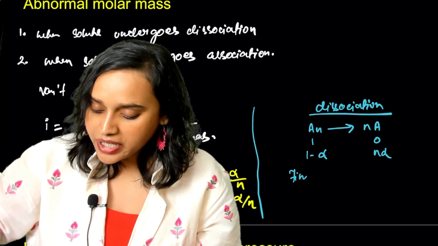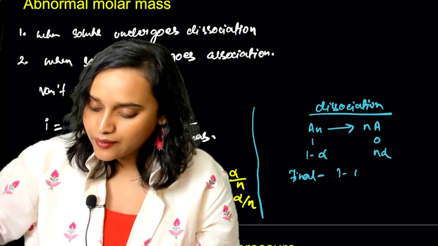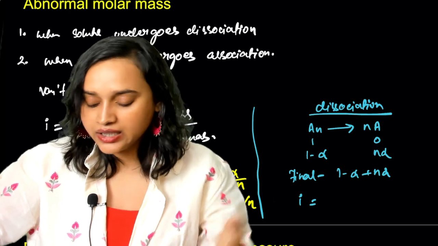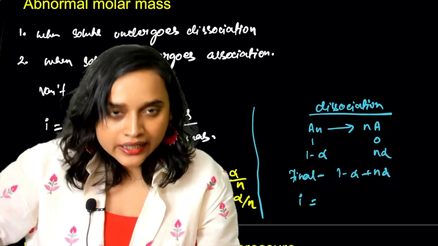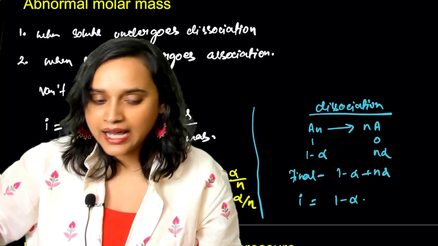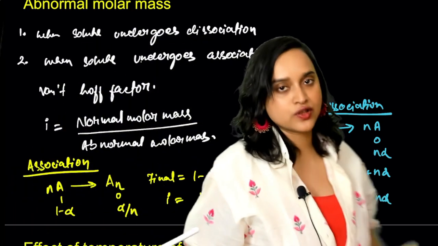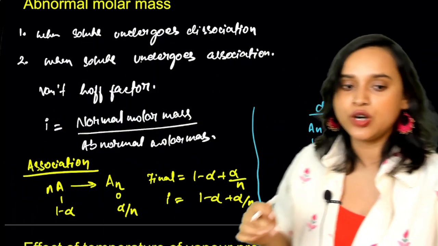So in final you have 1 minus alpha plus n alpha. So i is going to be n final divided by n initial, so it is going to be 1 minus alpha plus n alpha. This is your i for dissociation. Do you all understand this?